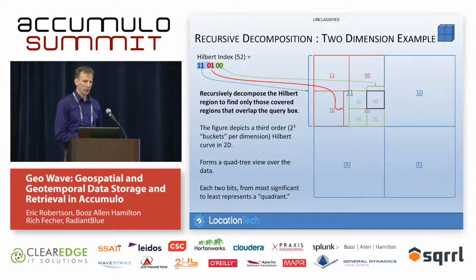The way we achieve this is called recursive decomposition. Here's a simple case where you can see it builds these natural quad trees. In this particular example, we're using a third order depiction where we have 3 buckets per dimension. We can see from least precision to most precision from left to right on this little bit map, and you have 2 bits, 1 for each dimension, in this particular case.